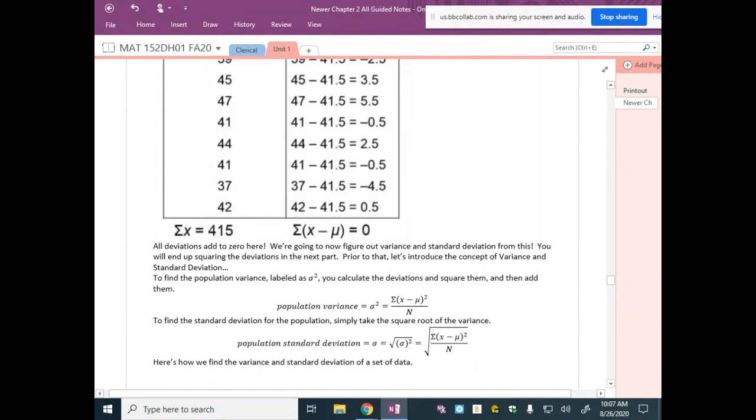For the population variance, what we're going to do is square each and every one of these differences. When you square a negative, what does it give you? It'll give you a positive as well. So the sum of squared deviations is always going to be positive. And that's what this is.